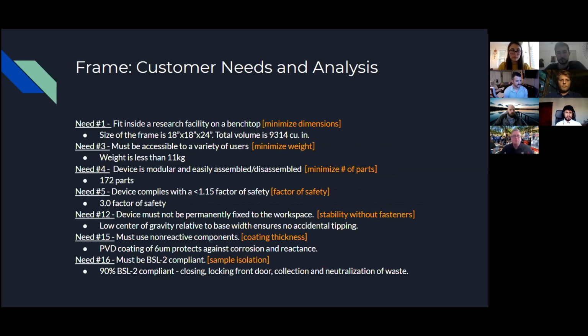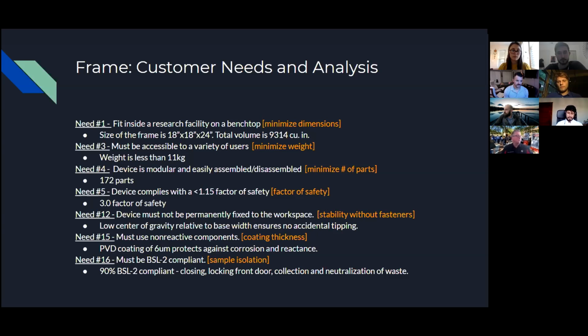We determined that there would be 7 customer needs that would be addressed by the frame itself. The first 2 refer to the physical size and weight. Need 4 is really our bread and butter because it calls to minimize the number of parts, which were coming in at 172 parts, all included for the frame. The 80-20 frame exceeds the required factor of safety, and we calculated that it would not tip over due to an accidental bump during lab use by calculating where the center of gravity would be.